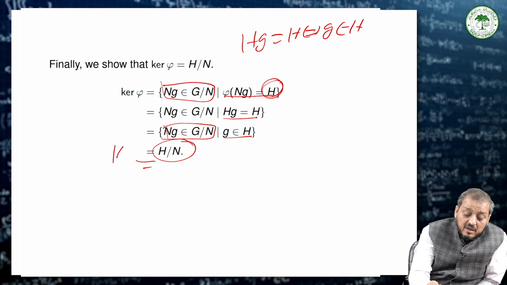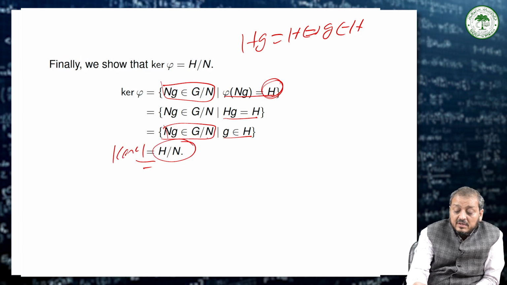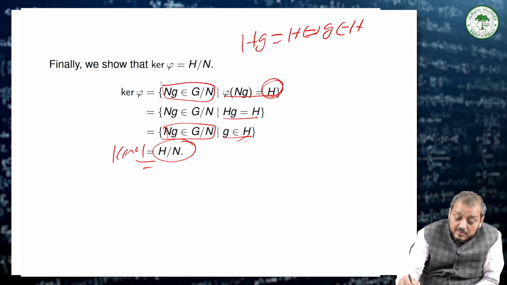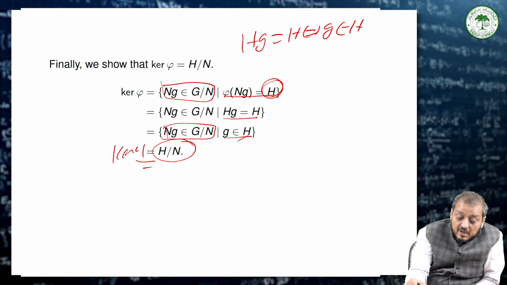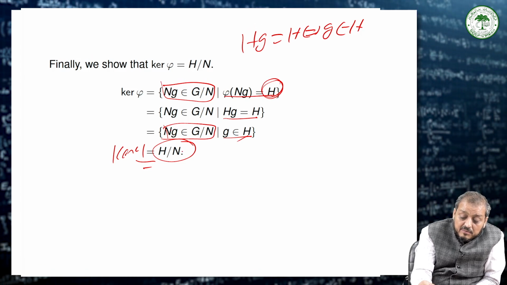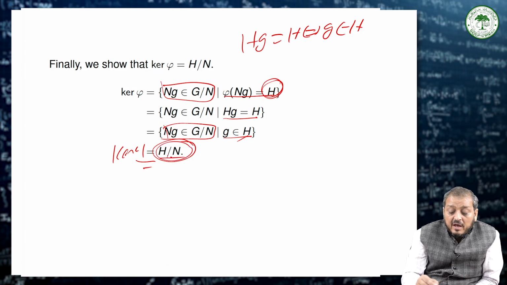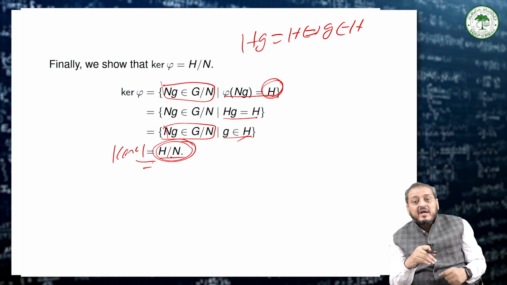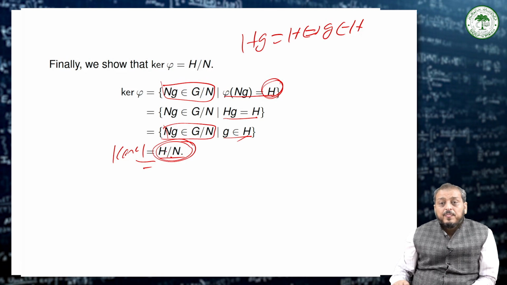So the kernel of phi is equal to the set of gN in G/N such that g is an element of H. If g is an element of H, then gN is equal to hN. So this kernel of phi is nothing but this restricted to H. So this means the kernel of phi is H/N.